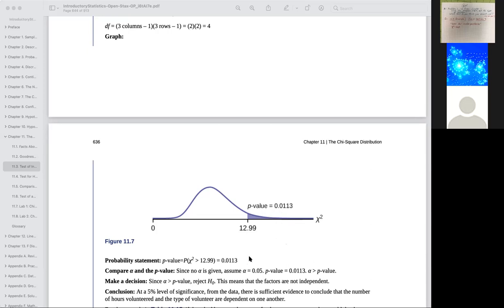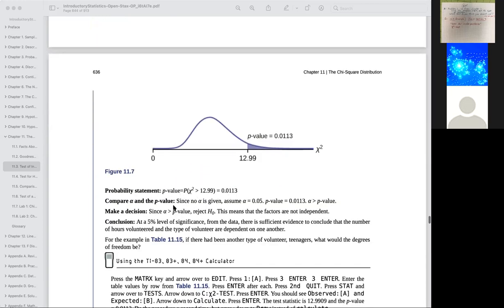So the p-value here is less than 0.05. That's what they're saying right here. They calculate the probability value. You compare it to 0.05, since no level of significance is given. You use the standard level of significance, 0.05. And the p-value is less than that alpha. That means this is kind of rare. We are going to reject the null hypothesis. And these factors are not independent. Apparently, what kind of student you are does influence how many hours you volunteer, at least for this survey.